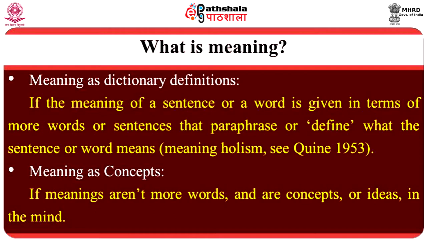Meaning as concepts. If meanings aren't more words, may they be concepts or ideas in the mind? For example, say the meaning of the word monkey is the concept monkey that a person forms and associates with the word. Then every word has a concept associated with it. But what is the concept associated with words like how, and, if, etc.? A big problem for the meaning as ideas or concepts theory is posed in the Twin Earth thought experiments by Putnam. Also, how do we understand the concept monkey? The best way to express this is perhaps to say that when we have this concept, we can identify all the animals that fulfill this particular property.